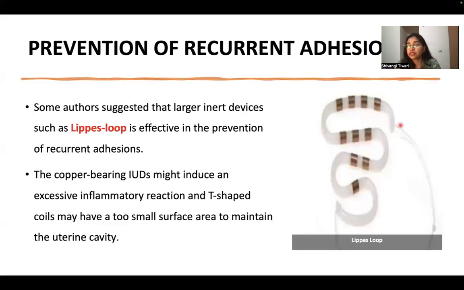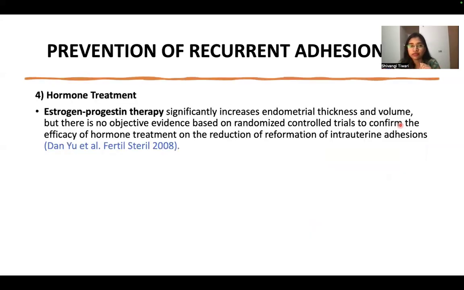Next is Lippy's loop. We can use it, but it is not available. Some authors suggest that larger inert devices such as Lippy's loop are effective in the prevention of recurrent adhesions. Copper-bearing IUDs might induce an excessive inflammatory reaction, and these T-shaped coils may have too small a surface area to maintain the uterine cavity. So they are not that effective.